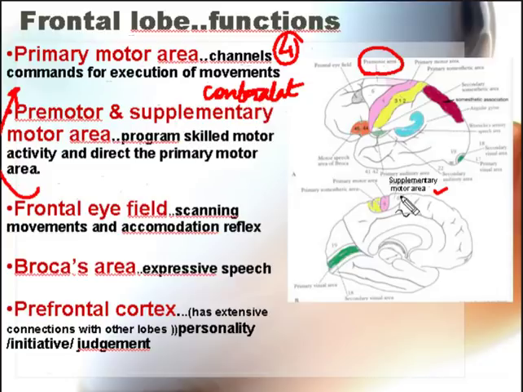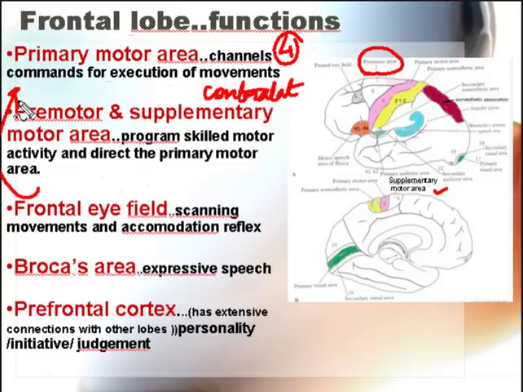The primary motor area is the cortex through which commands are sent down for the execution of movements. But the premotor and supplementary motor areas program your skilled activity. After programming, they direct the primary motor area in its execution. So they tell it, now how are you going to execute it, because I've decided that this is how it is to be done. I'm now giving you the information and telling you how it needs to be done, and then this will send it down to the lower motor neurons.